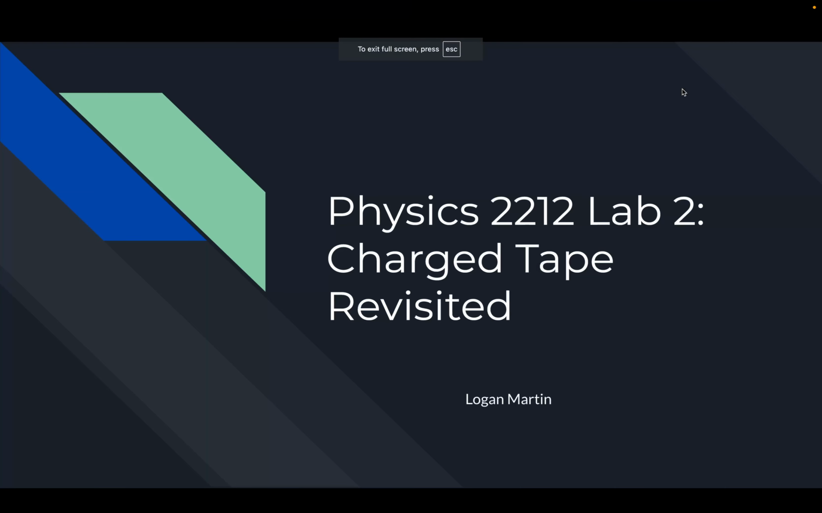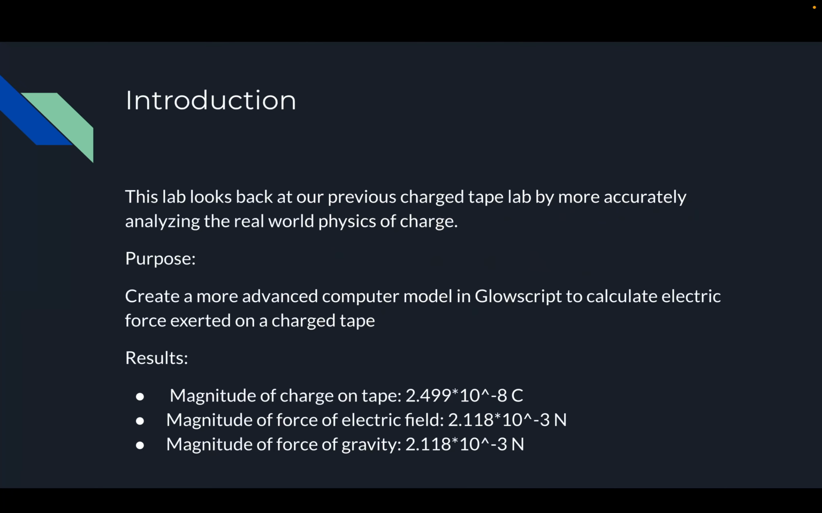Okay, this is going to be the lab report for Physics 2212 Lab 2, where we are going to revisit Lab 1, which was charge tape. In this lab, we're going to look back at the previous charge tape lab by more accurately analyzing the real-world physics of charge by looking at things as a dispersed charge rather than a point charge. To do this, we're going to create a more advanced computer model in GlowScript to calculate electric force compared to what we did last time.